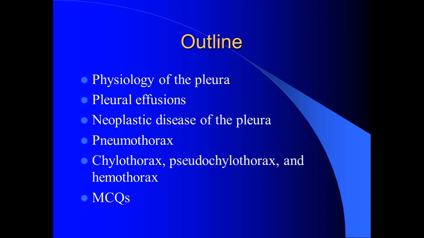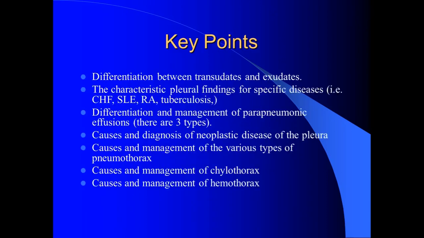And we have multiple choice questions we can also discuss if we have time. The key point is we have to differentiate between transudate and exudate, and know the characteristic pleural findings for specific diseases: for heart failure, for rheumatoid arthritis, for infection, empyema. Also the management of various types of pneumothorax, hemothorax, or chylothorax.